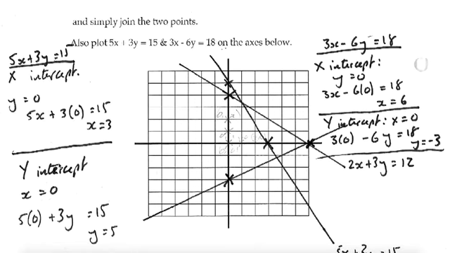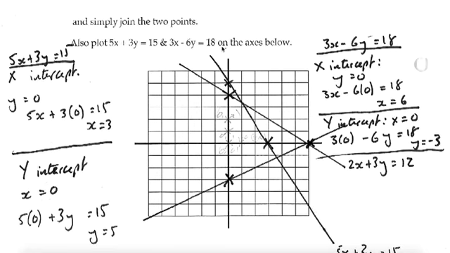If I want to find where it crosses the y-axis, I put x is 0. So going back to the equation, putting x is 0 tells me that 5 lots of 0 plus 3y is 15, so y is 5. So it's going to cross the y-axis at 5. So I've got the 2 points on the line, and all I need to do is join them up.